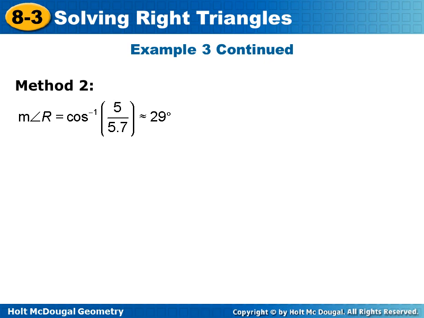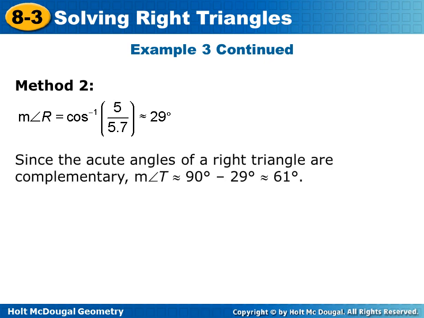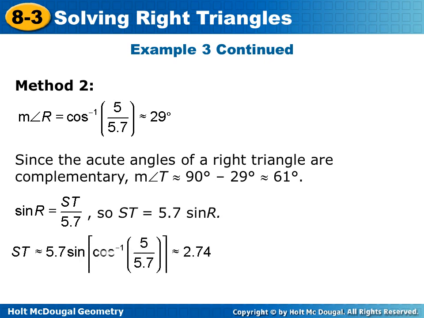We can start by using the inverse cosine, where we have inverse cosine equals measure of angle R, and we get 29 degrees first. Then use the acute angles of a right triangle are complementary to find angle T of 61. Then use sine of R equals ST over 5.7. So ST is 5.7 times sine R. Then plug in ST approximately equal to 5.7 sine of 29 degrees, which we found up above. So 5.7 sine 29 is approximately 2.74.